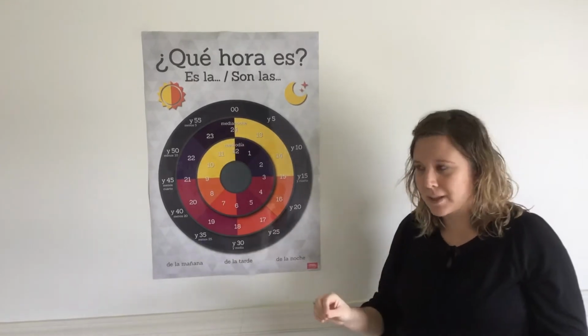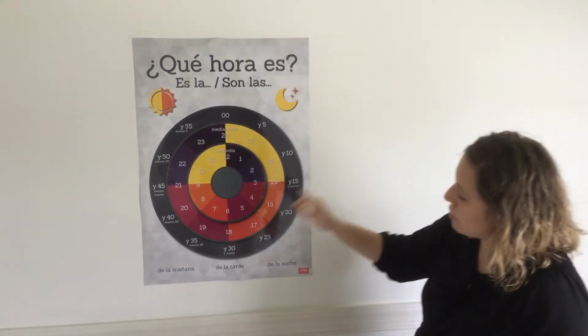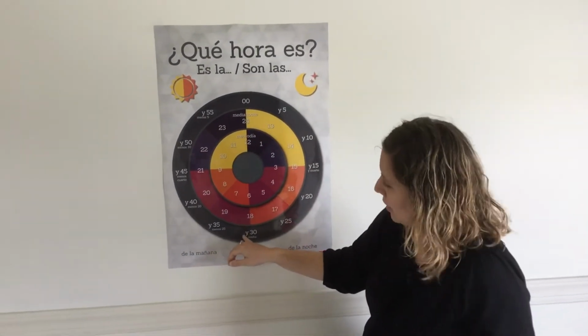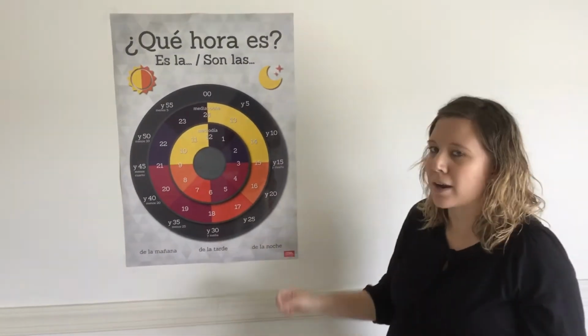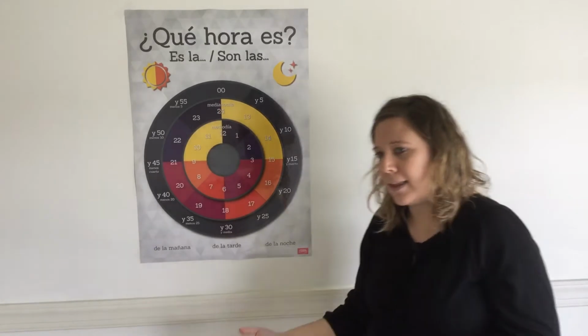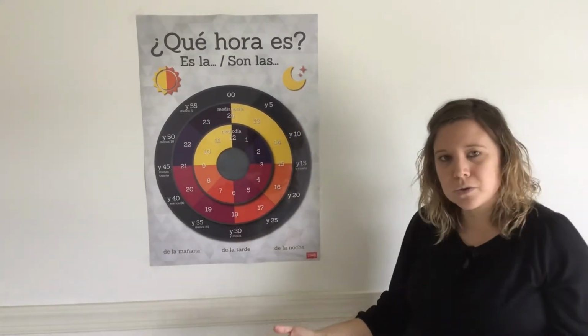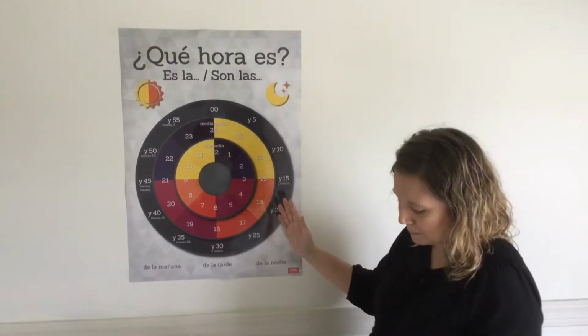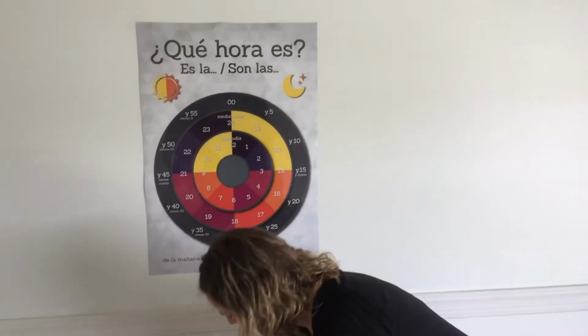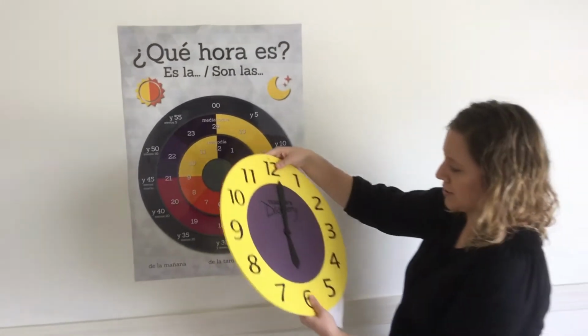Where it gets complicated is when we are doing from 31 minutes after the hour to 59 minutes. And instead of adding, we're going to subtract from the next hour. And that's where it gets a little tricky. So we're going to use the word menos, which you've seen before, which is the word for minus, to do that. And so I'm going to show you a few examples here, just to kind of help you out a little bit.